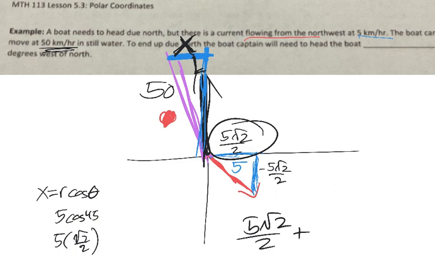Where do we want to end up going? North. So if the water is pushing me 5 radical 2 over 2 to the right, how much should I overcorrect back to the left? Negative 5 radical 2 over 2. Because those have to cancel each other out to be 0. So if this is 5 radical 2 over 2, this x value has to be negative 5 radical 2 over 2. Does that make good sense?